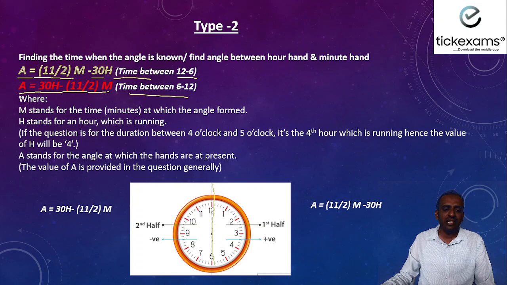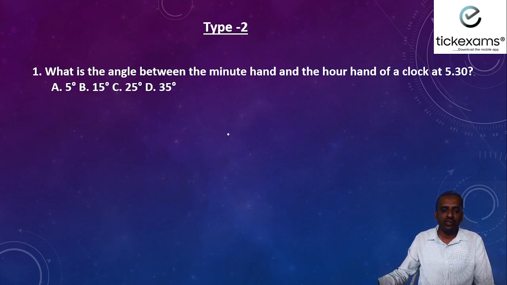So what is A here? A stands for angle, the angle between the hour hand and minute hand. M means the minutes, like at 7 o'clock 35 minutes. And H stands for hours, that is at 7 o'clock, 6 o'clock, 5 o'clock, and so on. And if in the question it is given as at what time between 4 o'clock and 5 o'clock, then we will take the lower value, that is 4 o'clock, as H. So we need to be cautious about this. Let us try to solve some problems.